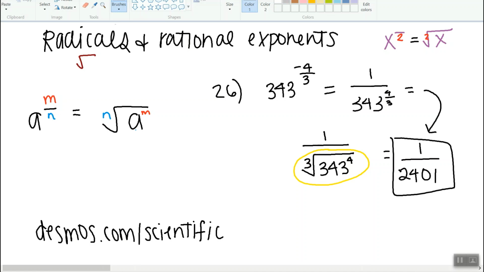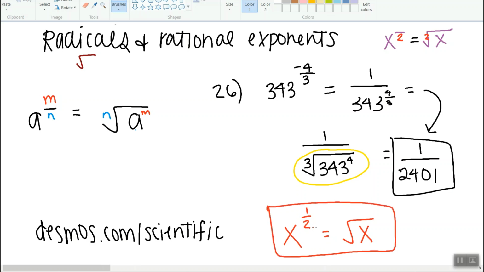Oh, one last thing. I want to remind you guys, because this will really come in handy. Anytime you have something to the 1/2 power, 1/2 in radical form is square root, right? Because this number on top stays with the x underneath, and then the 2 is on the outside, but we don't have to write it. This is going to come in handy. So anytime you see something to the 1/2 power, they're asking you for the square root of that thing. So just keep that in mind too.